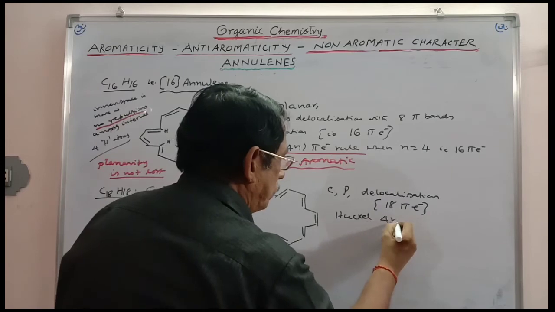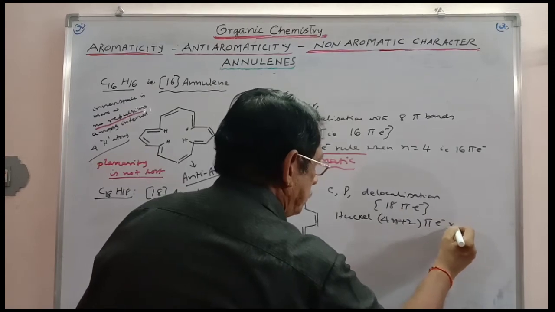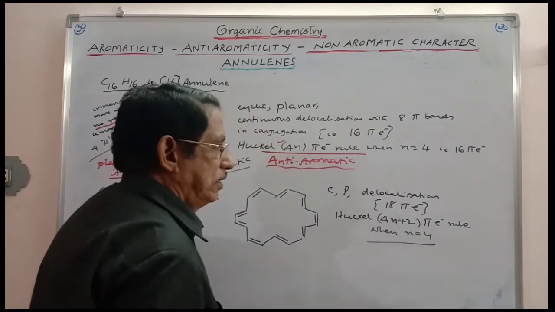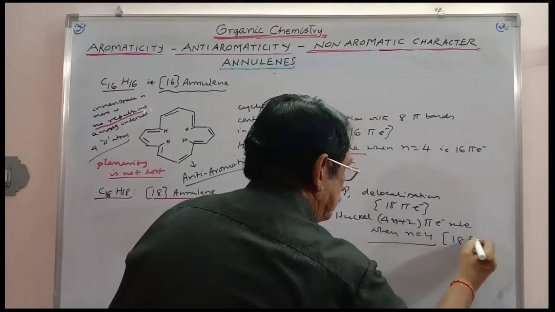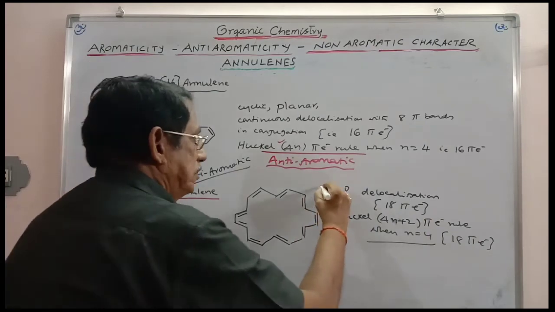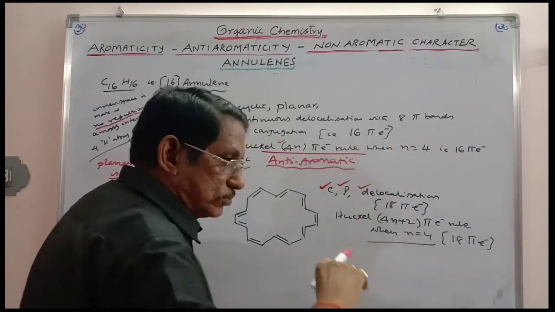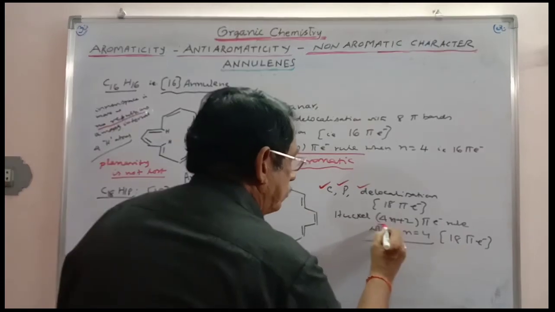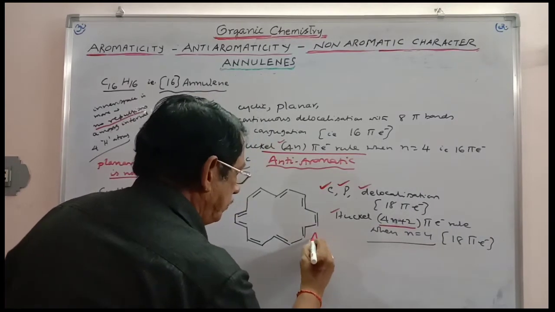Huckel 4n plus 2 pi electron rule, when n is equal to 4. n equal to 4 means 4 into 4, 16 plus 2, 18 pi electrons. So cyclic, satisfied; planarity, satisfied; delocalized pi electron cloud, satisfied, throughout the periphery the conjugation is continuous, and it is satisfying Huckel 4n plus 2 pi electron rule. 4n plus 2 means it is aromatic, and that is why this is aromatic.